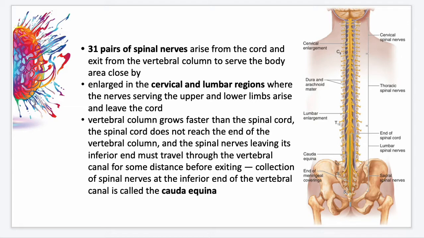The spinal cord is about the size of a thumb for most of its length, but it's obviously enlarged in the cervical and lumbar regions where the nerves serving the upper and lower limbs arise and leave the cord. Your vertebral column grows faster than your spinal cord. So the spinal cord doesn't actually reach the end of the vertebral column.